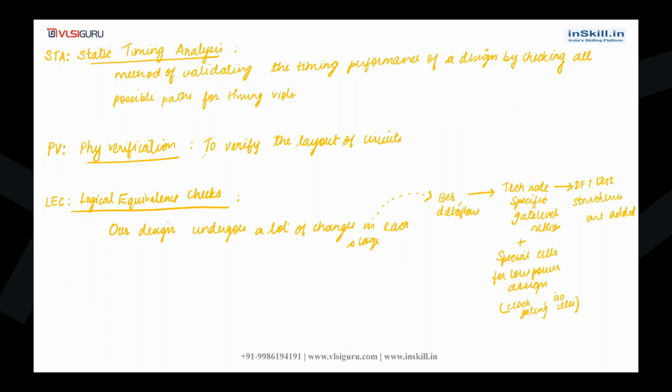So if you see, our design undergoes a lot of changes in each stage. First we had the behavioral and data flow level model code. Then it got converted into a technology node specific gate level netlist. And then certain special cells for low power design, like clock gating and isolation cells, will be added. And after that, DFT test structures will also be added.